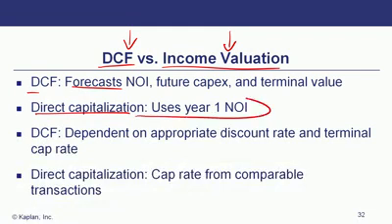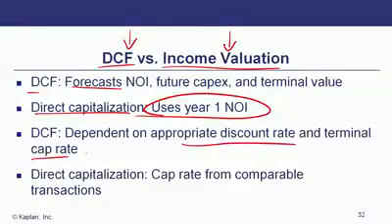With the income capitalization, we only have to calculate 1 year of NOI, and then we need to come up with a capitalization rate, that is a required return and growth rate. So in DCF, it's going to be dependent on the appropriate discount rate and terminal cap rate.